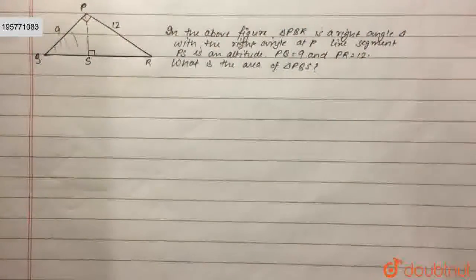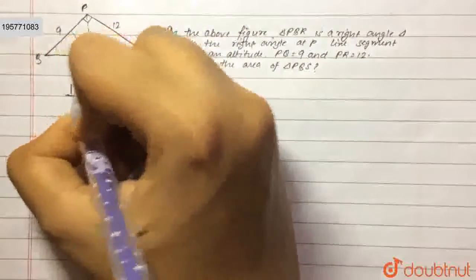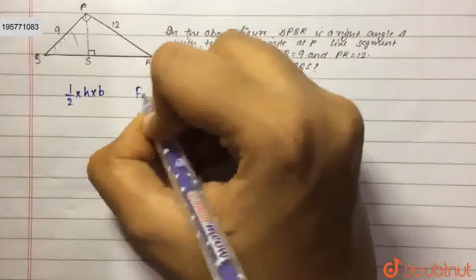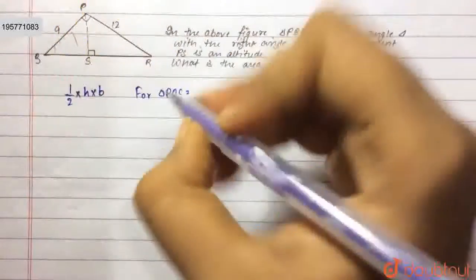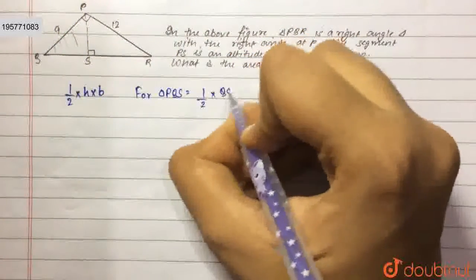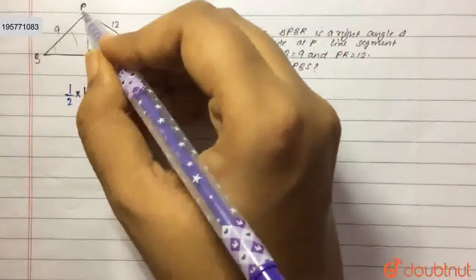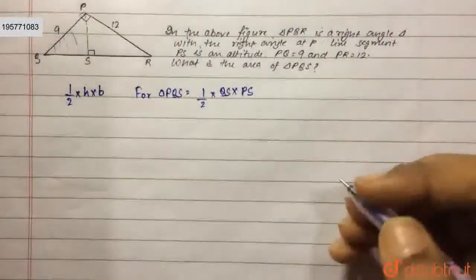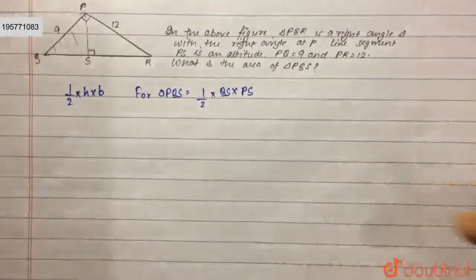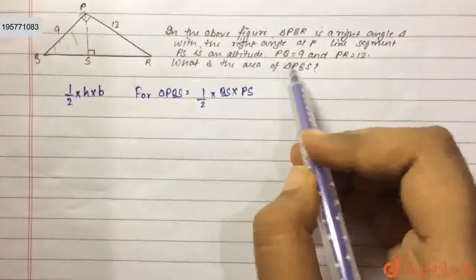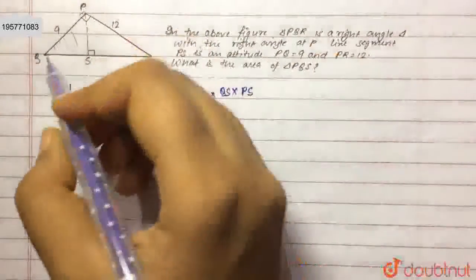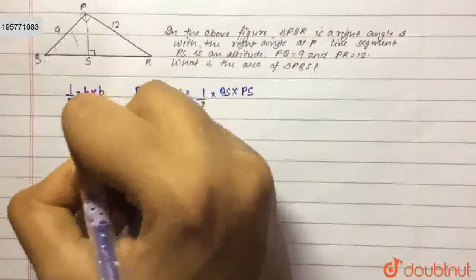So for that, we know the area of a triangle is half into height into base. So for triangle PQS, it is half into QS into PS, because the other side, which is opposite to 90 degrees, is PQ, which is the hypotenuse. So it is neither the height nor the base. So now we have to find PS and QS, given PQ equals 9 and PR equals 12. So for triangle PQR, right?